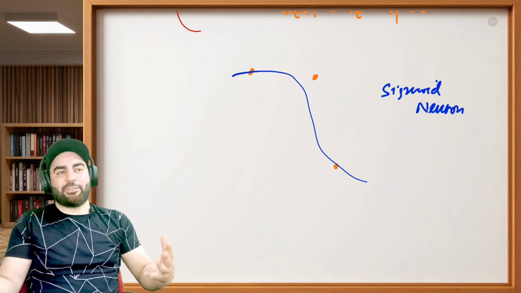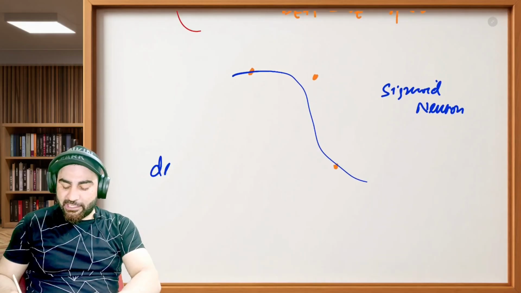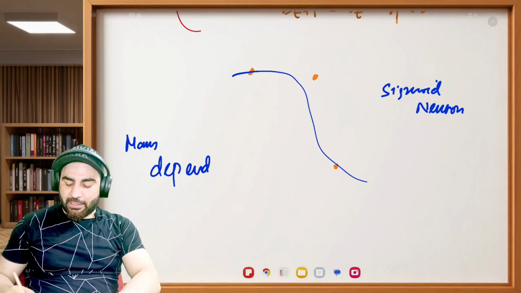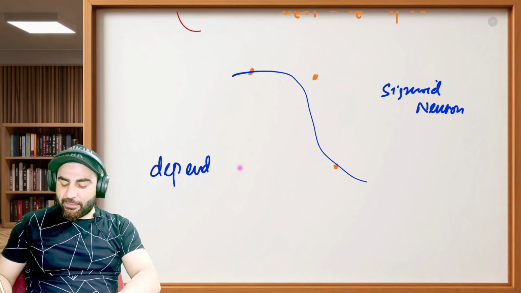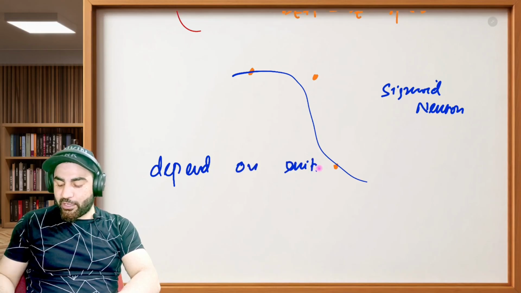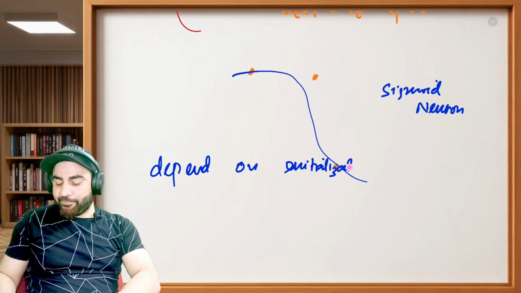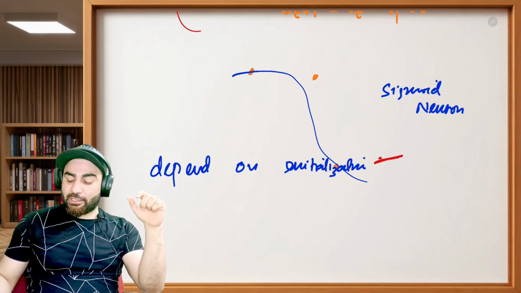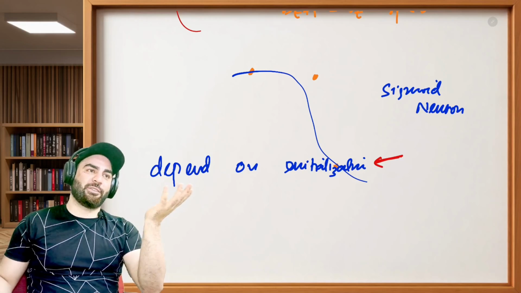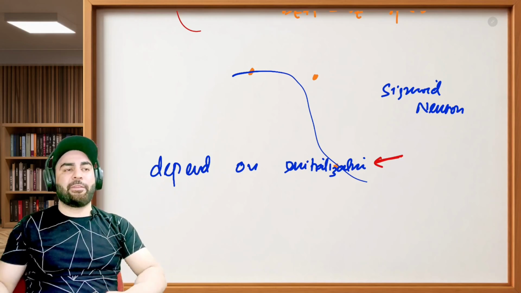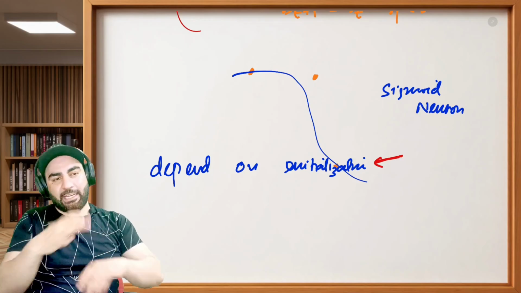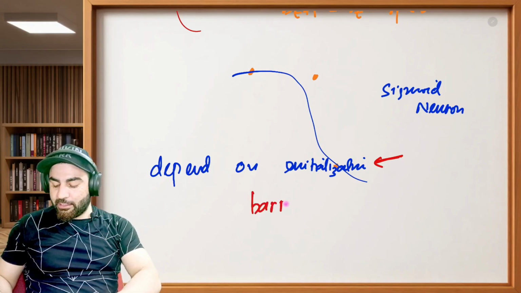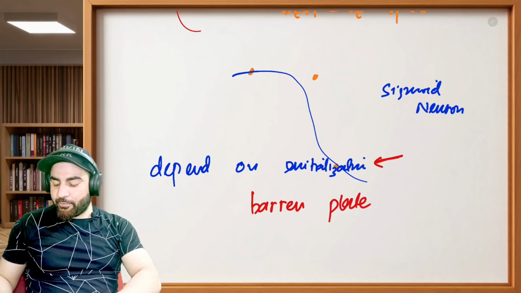Why? Because it depends on initialization. Many things depend on initialization, so I'll just write this term so that you understand what I'm saying: how much the loss depends on initialization. There's a lot of work that people have done on how to do better initializations. There are a lot of methods that people came up with because they were getting stuck in some local minimum, and that is called the barren plateau problem.